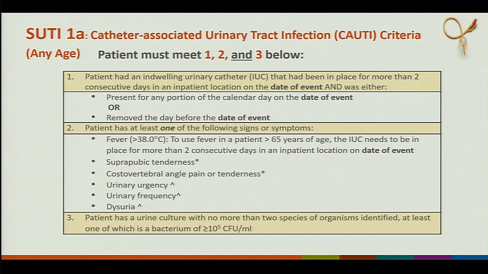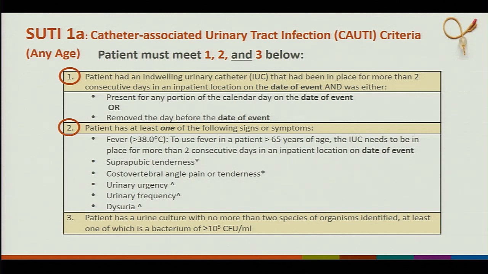For a SUTI 1A, the catheter-associated urinary tract infection, the patient must meet 1, 2, and 3 below. The patient had an indwelling catheter that had been in place for more than 2 consecutive days in an inpatient location on the date of event and was either present for a portion of the calendar day on the date of event or removed the day before the day of event. Here's that reminder statement I talked to you about before.